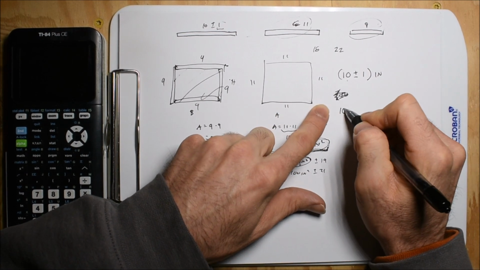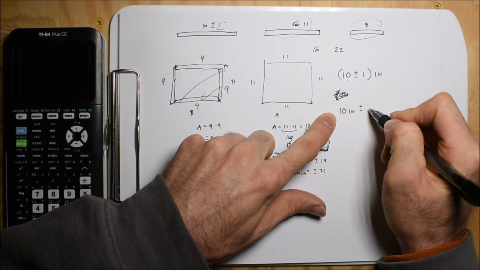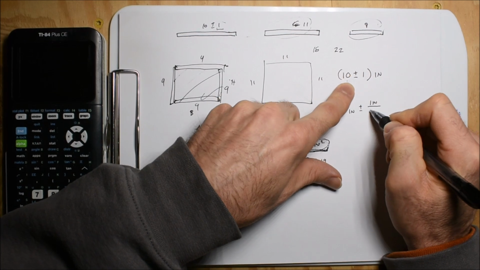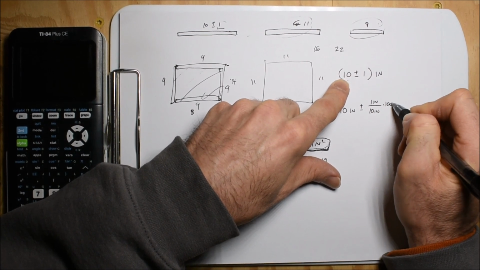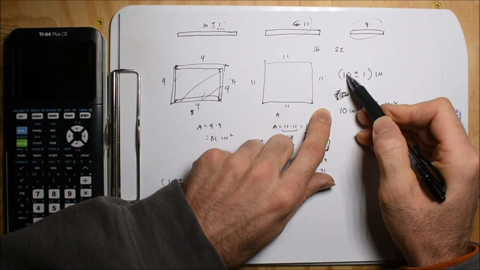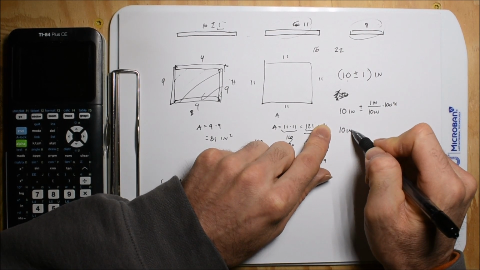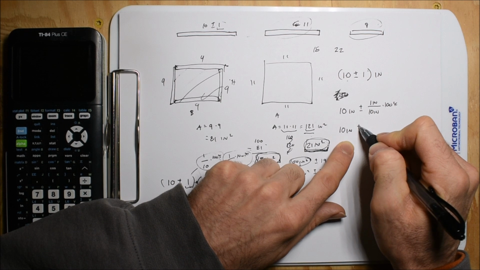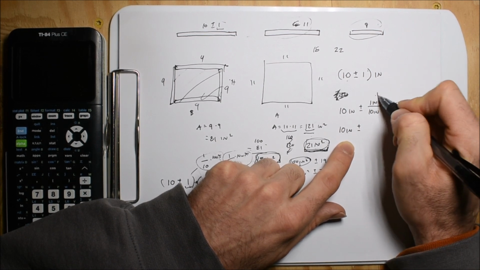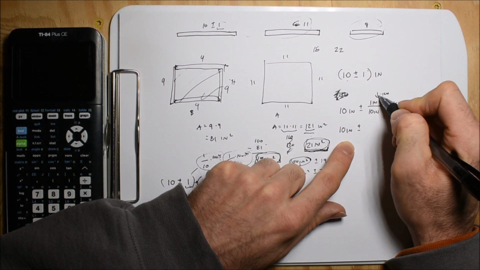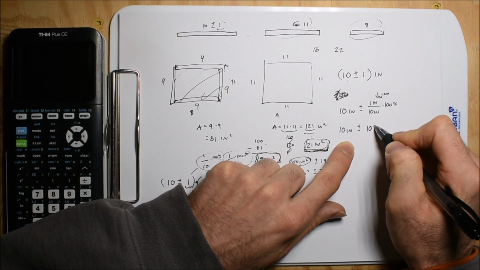So you have to do 10 inches plus or minus 1 inch, over 10 inches, times 100%. You know what I mean? 1 divided by that times 100%. Hell yeah. Now you'll get 10 inches plus or minus, this is 0.1 times 100. So you go boop, boop, and you get 10%.